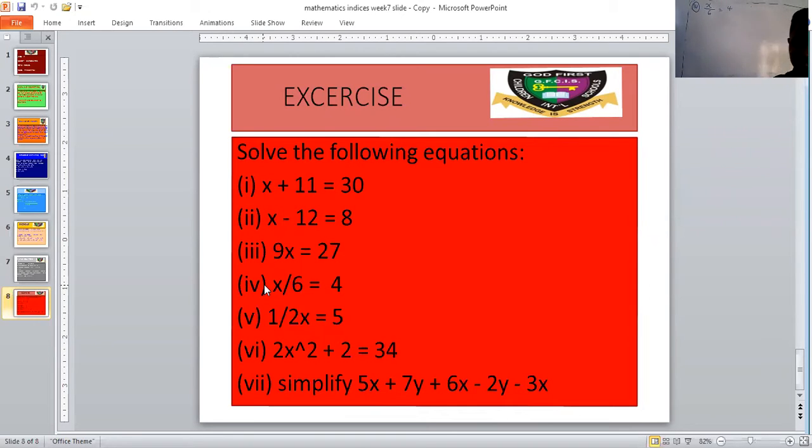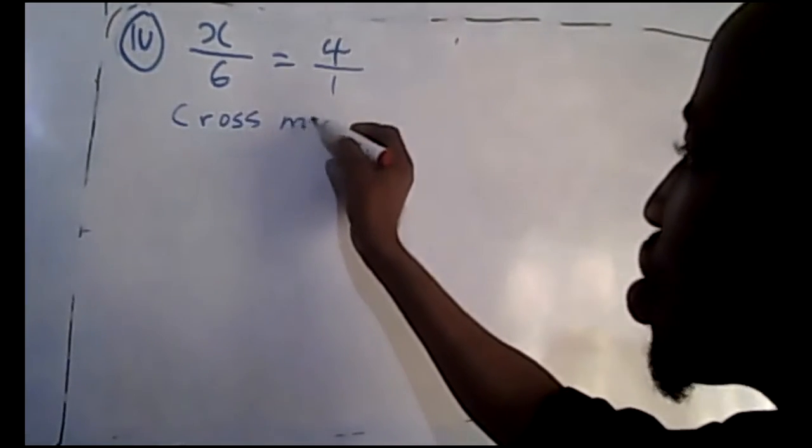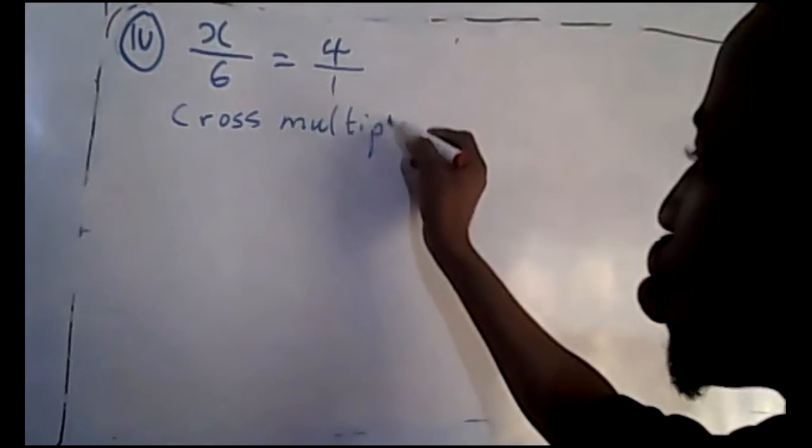Now, how do we do this? This one is quite easy as well. What you need to do is this: make this one over 1 as well. Then the next thing you need to do is cross multiply.